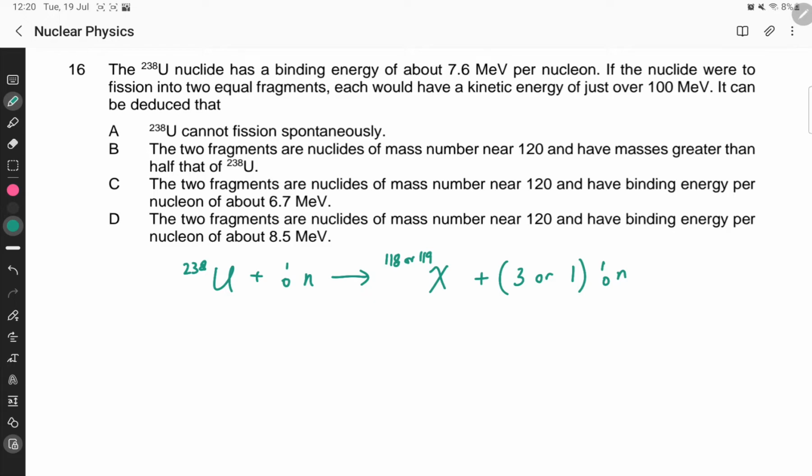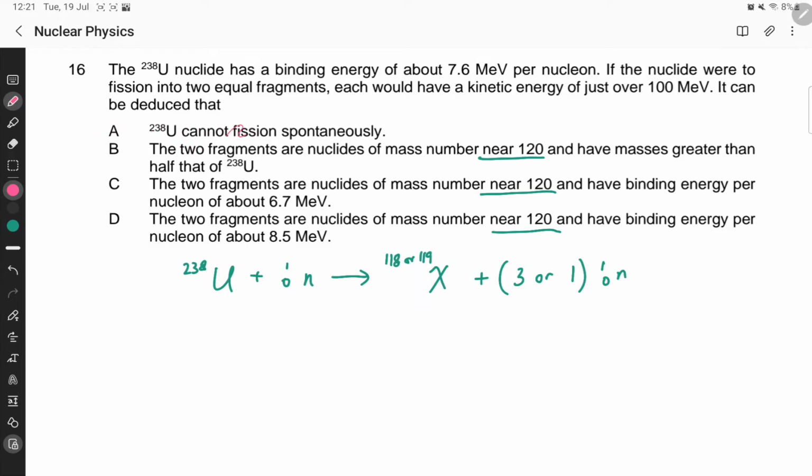Therefore, the two fragments definitely must have a mass of near 120. So this is correct. Let's do it statement by statement.